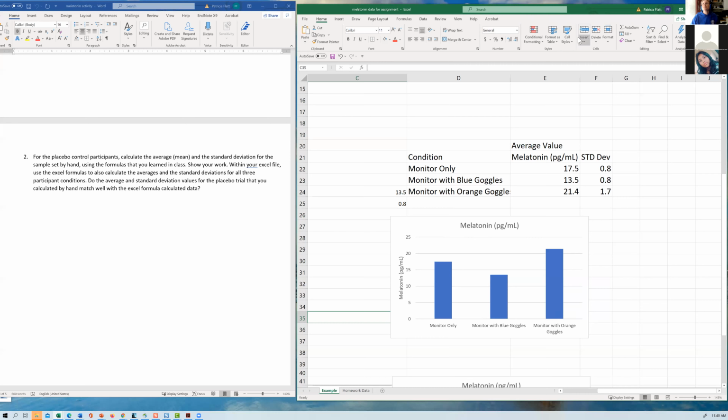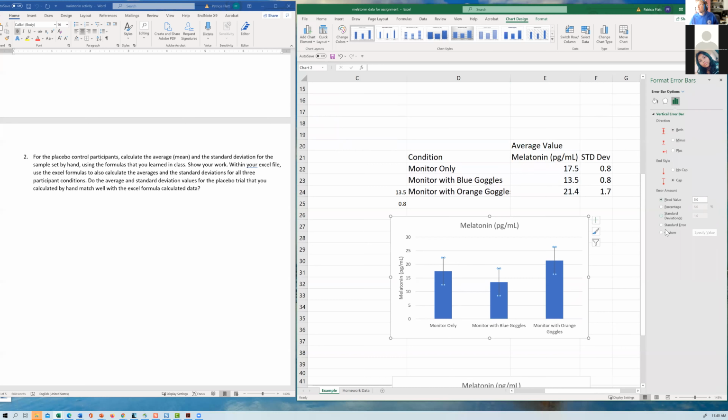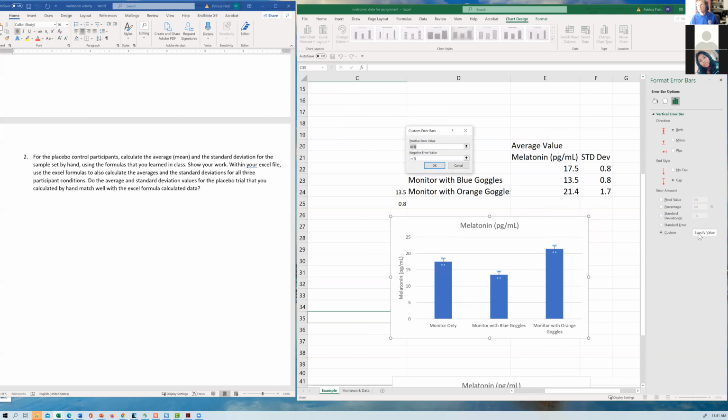So if I go back into, where'd my chart layout go? Chart design. Here, if I add a chart element, there is a selection to add error bars, right? And so you should be able to add standard deviation. This is not showing up right. But if you hit the more option, go down and select the custom here, right? And when you specify your value, you want to select your standard deviation range right here.